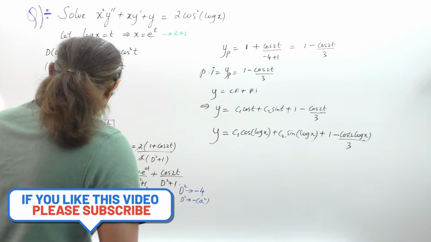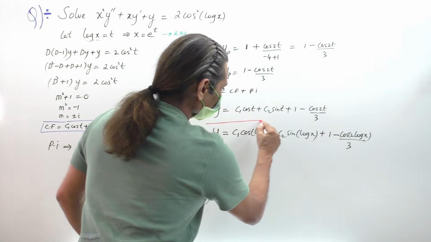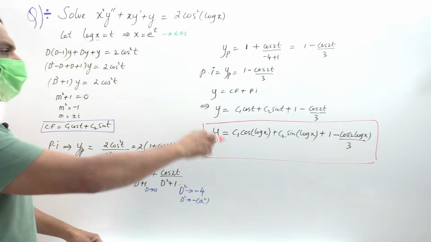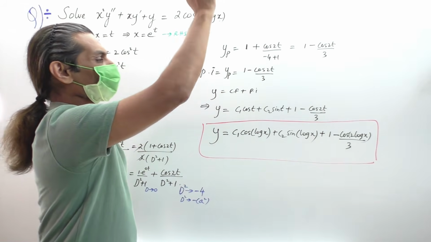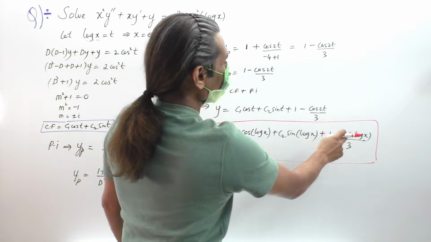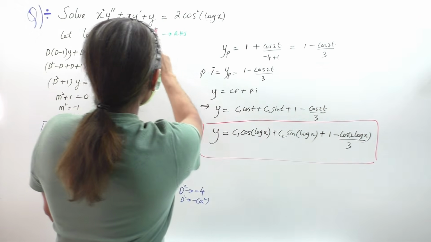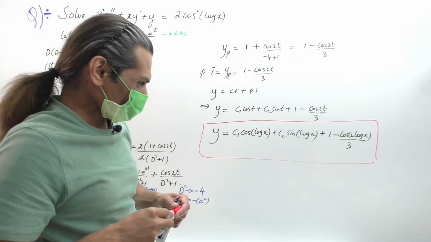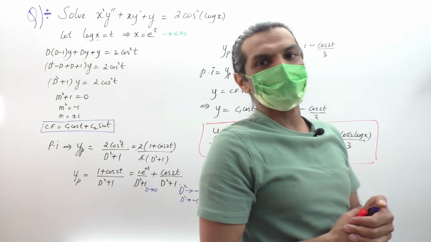That's it. Okay, so we have the solution here. The solution for this Cauchy's differential equation is CF plus PI. So the solution is C1 cos log x plus C2 sin log x plus 1 minus cos 2 log x divided by 3, where t is log x. That's the solution. That's it. So I hope you clearly understood the solution for this problem.